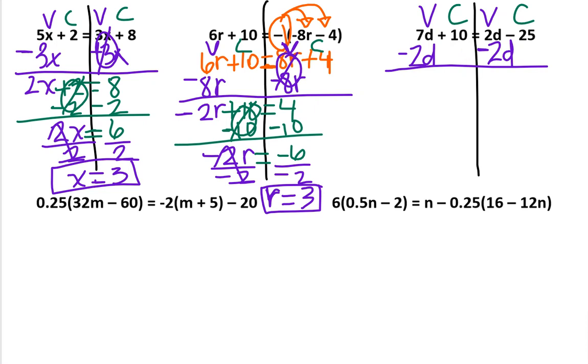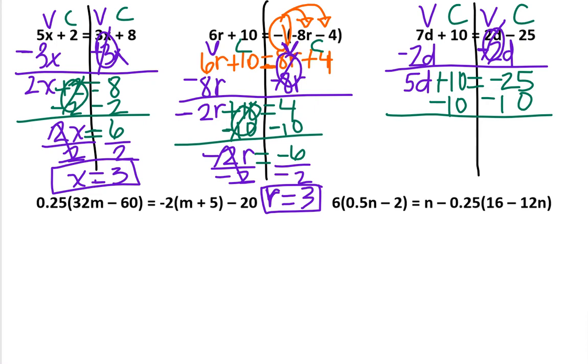7D minus 2D is 5D. 2D minus 2D became 0. There's my 0 pair. So now I bring down my constants. Bring down my plus 10 equals negative 25. So now I'm still using inverse operations to get my variable alone. I'm trying to isolate the variable. So the opposite of this plus 10 is to subtract 10. What I do to one side, I have to do to the other. Keep things nice and neat.